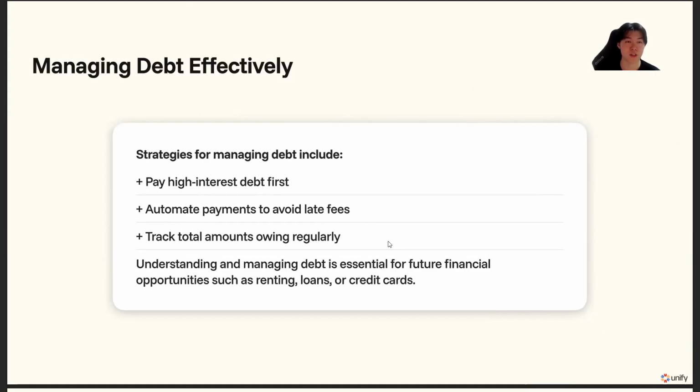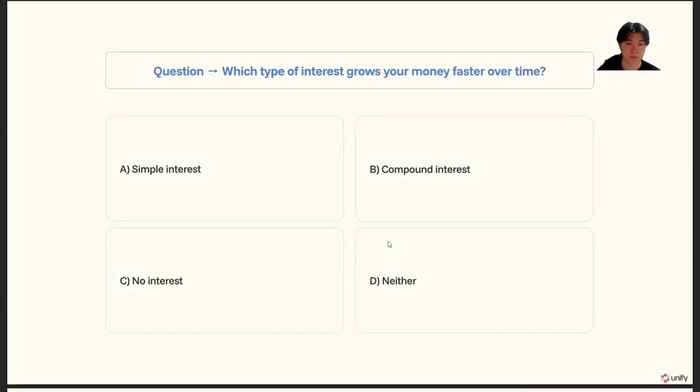Now, how do you manage your debt effectively? Some strategies include pay high interest debt first, automate payments to avoid late fees, track total amounts owing regularly. Understanding and managing debt is essential for future financial opportunities such as renting, loans, or even credit cards.